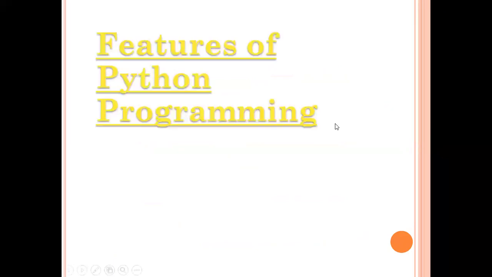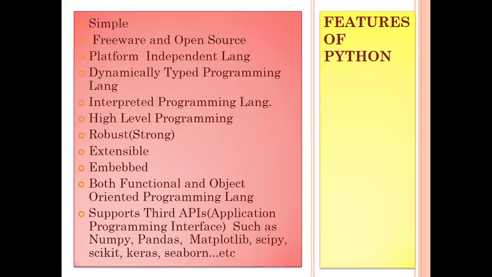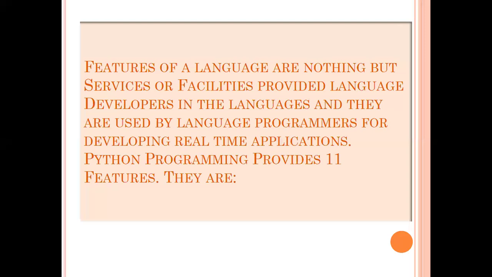Let's proceed with the features of Python. So everything is clear, whatever we have discussed till yesterday. Let's proceed with the features. So what are features? What do we understand by features? Features are the properties or the facilities provided by the language developers in the language. They are used by programmers for developing real-time applications.